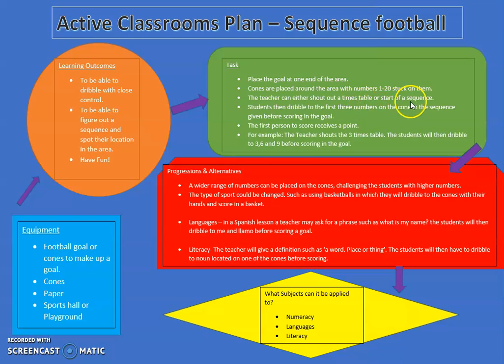So another way of doing it, you could start the sequence and then they have to follow it. So you could start a sequence starting at 2 and going up in 4s, so 2, 6, 10, and then they've got to do the next 3 numbers.